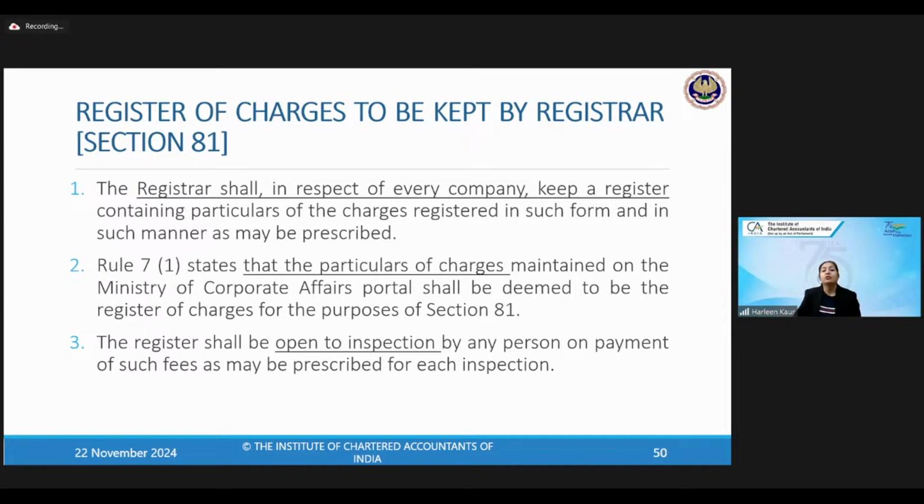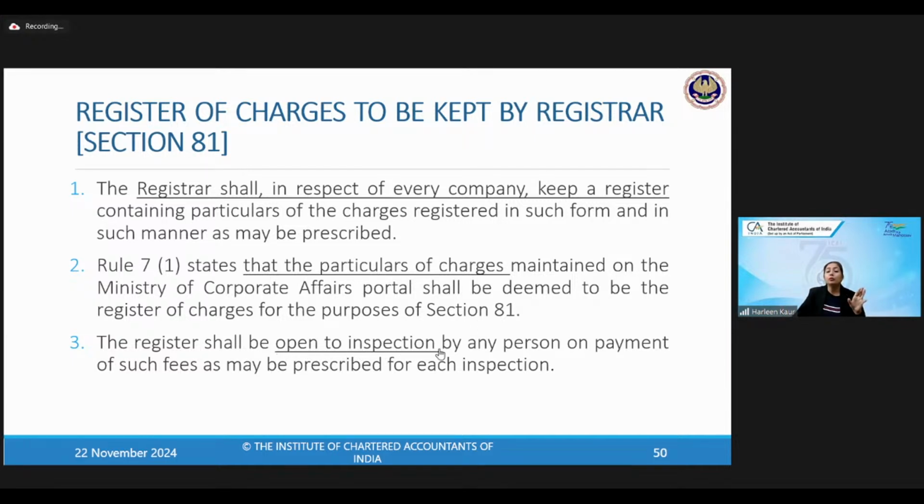Register of charges to be kept by the registrar. So once you have created these charges and got them registered, a register will be maintained in respect of every company, keeping the particulars of the charges. The way we keep the register of members, similarly the register of charges has to be kept by the company. The particulars of these charges will also be kept at the MCA portal, so that it is a deeming provision that everyone is aware of the charges created against the property.